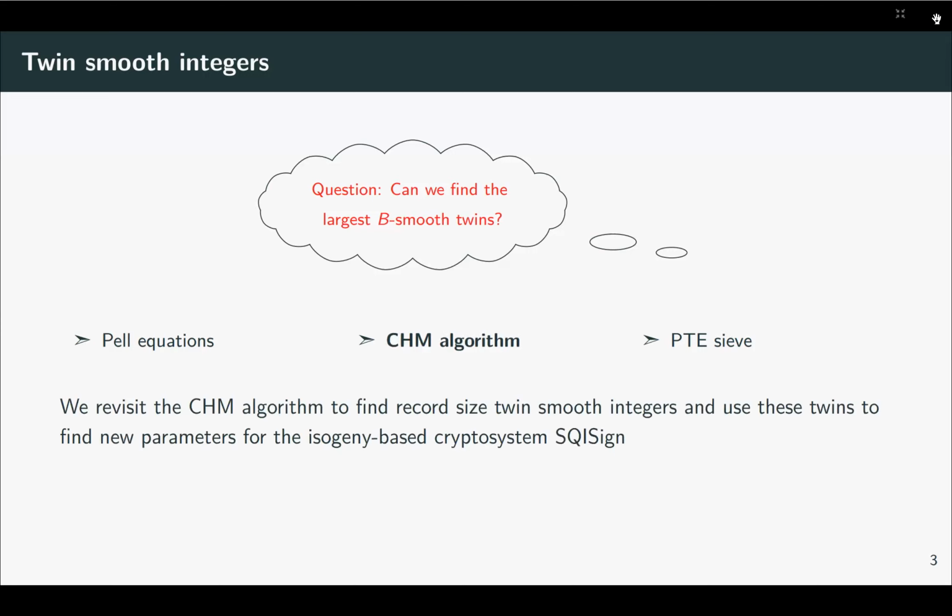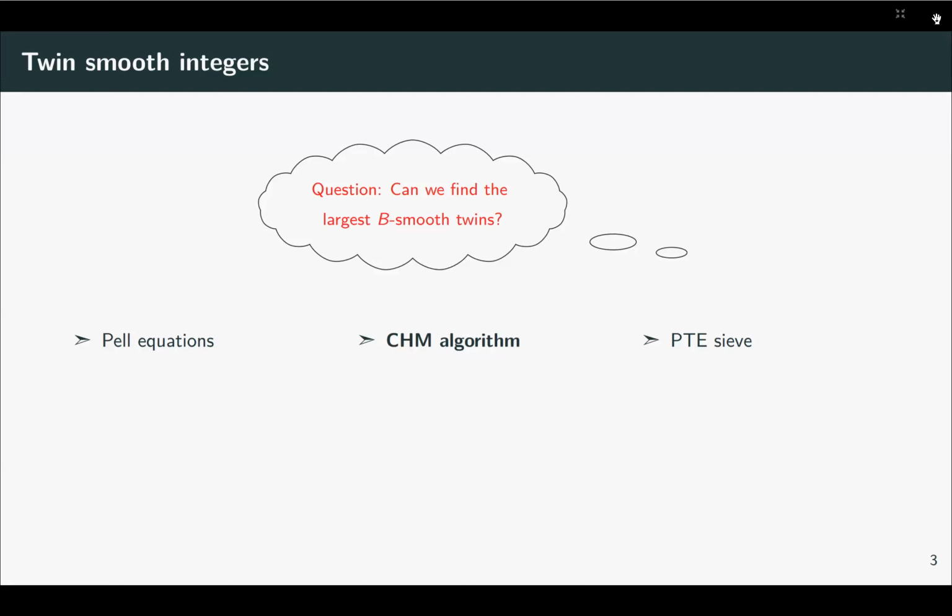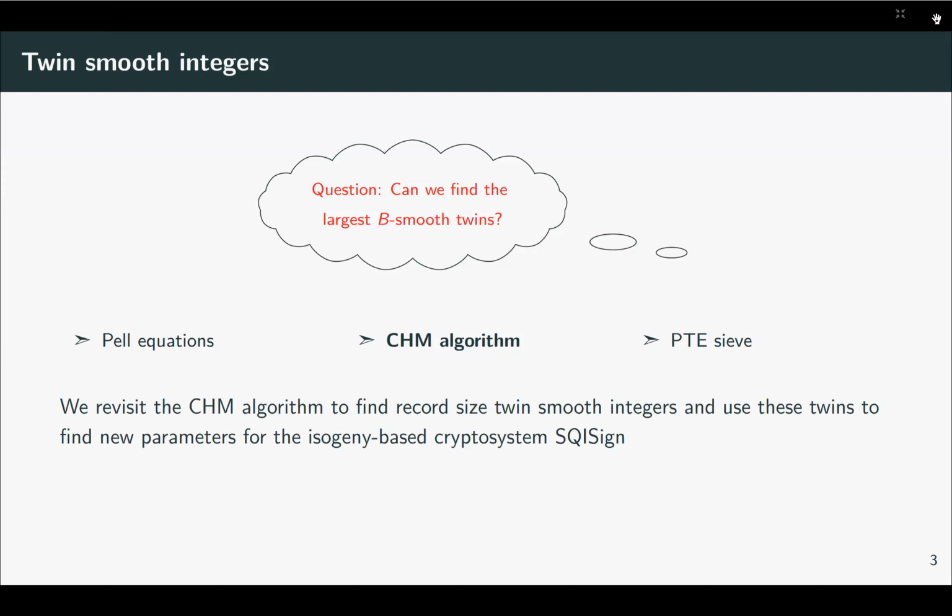And then we have this one in the middle, the CHM algorithm, which has been overlooked for the past 10 or so years and not really given much treatment. So we decided to revisit this algorithm to find record size twins. And then later on, I'm going to be discussing how we apply them to something like an isogeny-based scheme.